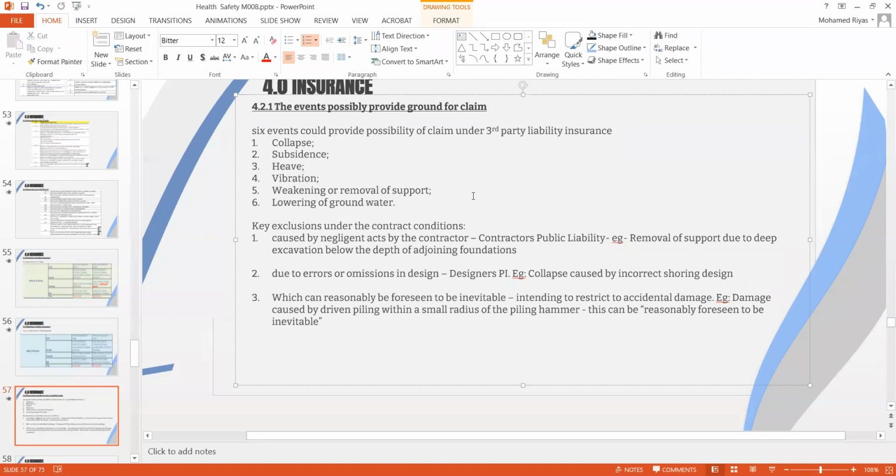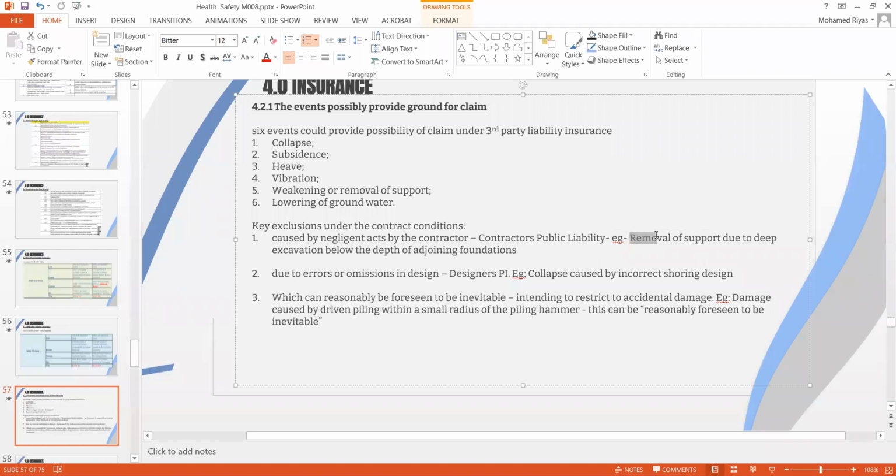Under third party insurance, the key exclusion in third party liability insurance, you just need to be very careful on this. Whatever is caused by the negligent act of the contractor is not covered, because when the contractor is negligent, negligence is always excluded in the insurance policy. So this is supposed to be covered by the contractor's own public liability insurance. This will not be covered under third party liability insurance, which is connected to the CAR policy.